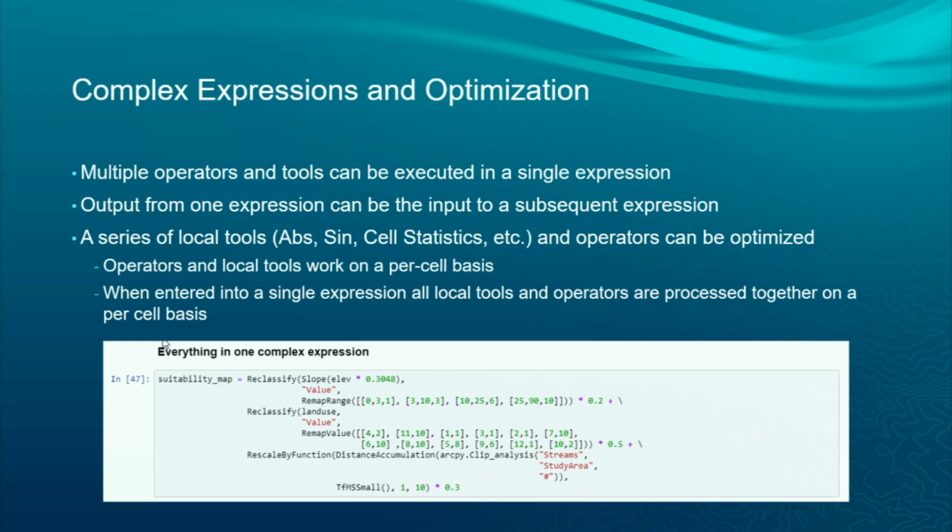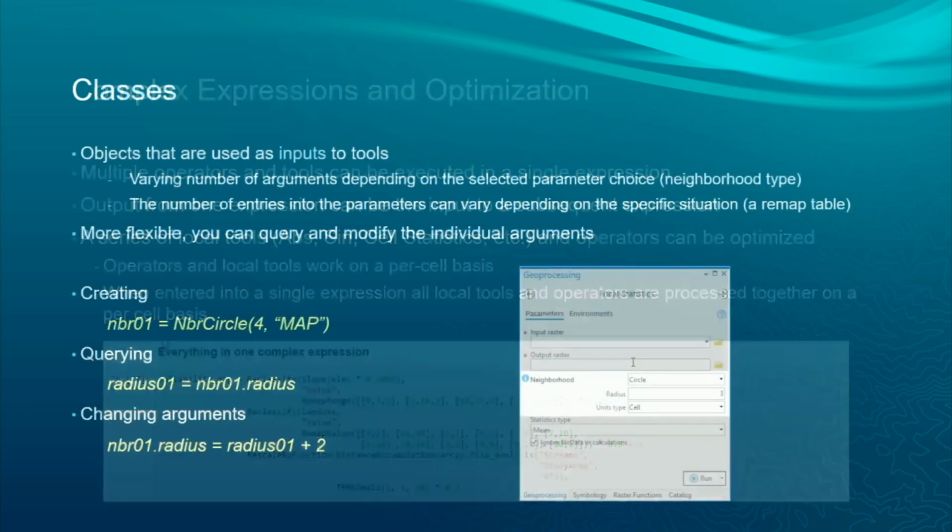Complex expression and optimization, okay? This is important because you can chain them together and run them in one shot. So if you write a complex expression, it is not doing one thing at a time. It is trying to do everything in one shot. That way it is much faster, okay?